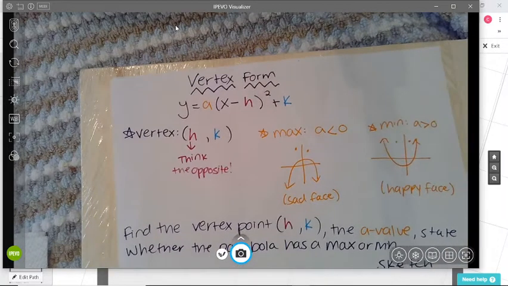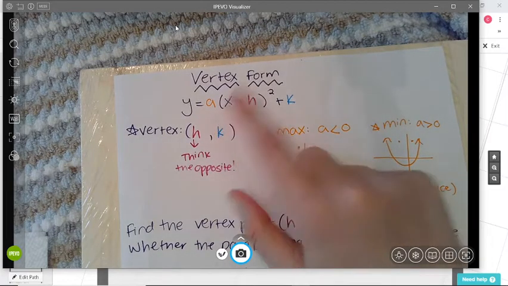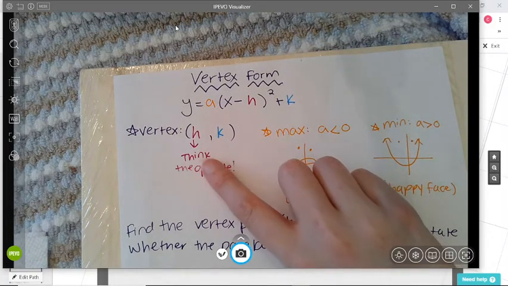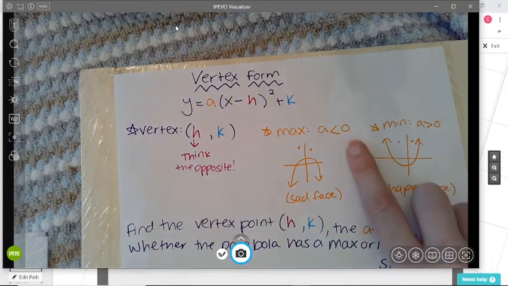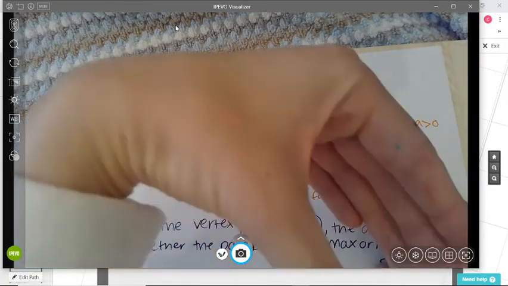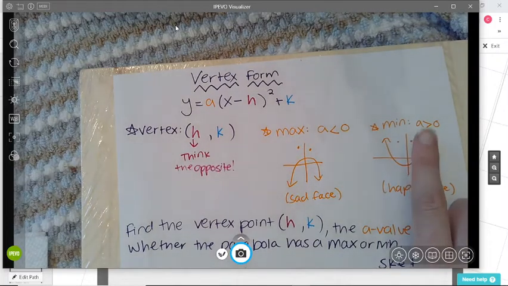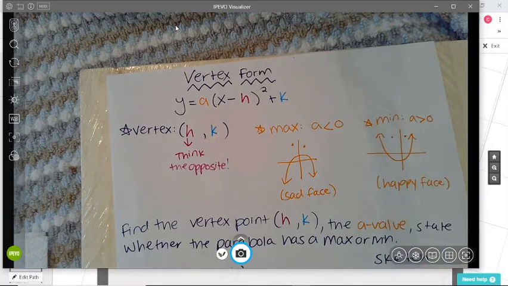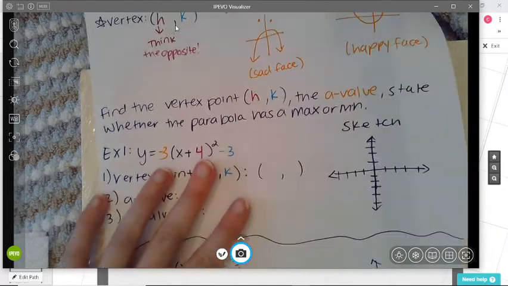So vertex form. Okay, this is our lovely vertex form. Remember, a determines if the parabola faces up or down, and the h and the k are the vertex points. Don't forget h, we think the opposite, and we have to flip the sign. When a is less than 0 or negative, the graph makes a sad face. It faces down, which means it has a maximum. When a is greater than 0, it's a happy graph because it's positive and faces up, which means it has a minimum. So using this information, we'll be able to identify the vertex point, the a value, and state whether the parabola has a maximum or minimum.